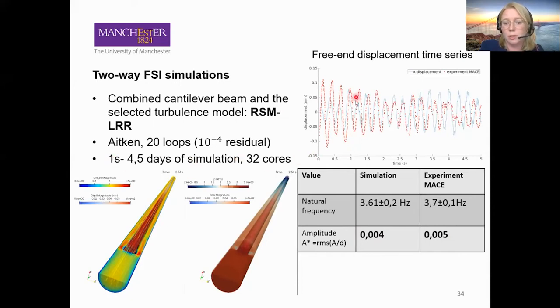But 1 second of the simulation takes around 4.5 days on 32 cores. And the time is mostly dominated by the segregated approach on the solid side.